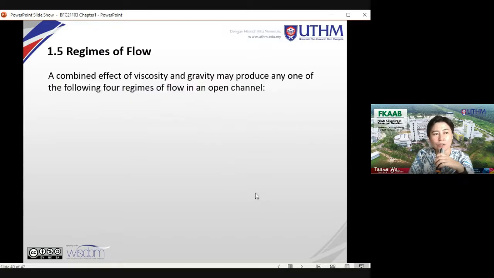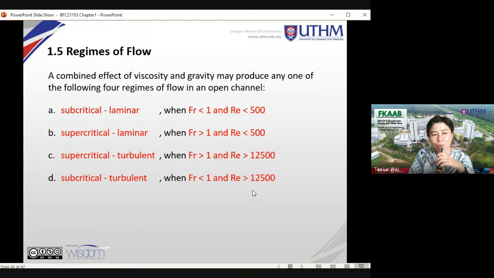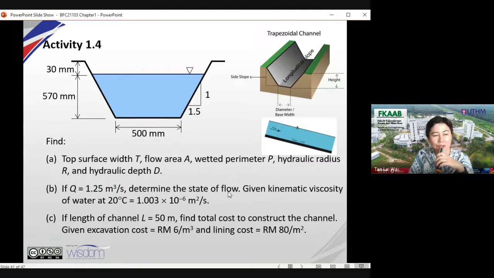So now, based on what we have learned just now, if Froude number is greater than 1 and Reynolds number is greater than 12,500, it is supercritical turbulent. If Froude number is greater than 1 and Reynolds number is less than 500, this is laminar, so your classification would be supercritical, laminar, and so on. Last class, I asked you to try this on.